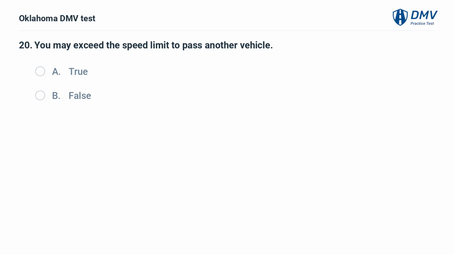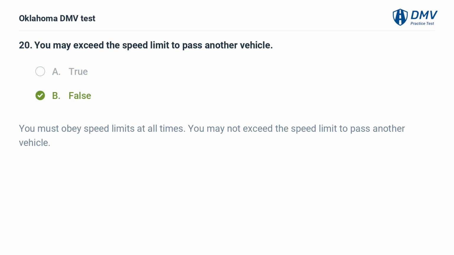You may exceed the speed limit to pass another vehicle. A. True. B. False. B. False. You must obey speed limits at all times. You may not exceed the speed limit to pass another vehicle.